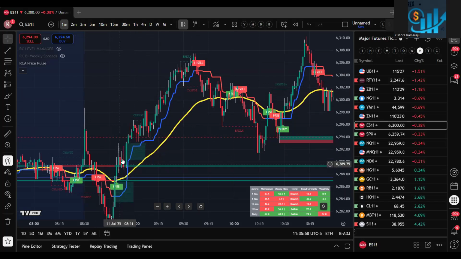Wait for a red candle, then you see a green candle, you go long. Wait for a red, you see a green, go long. Wait for a red, you see green, you go long. As long as this line is blue, you can keep doing that.